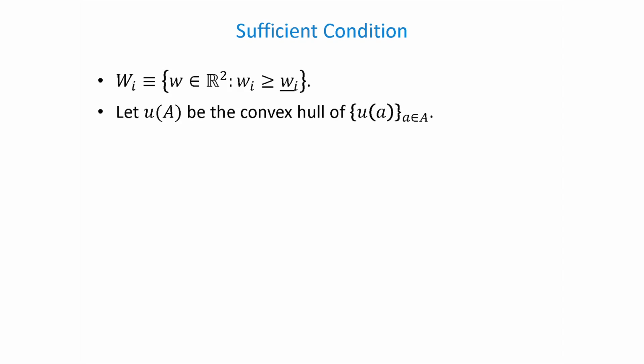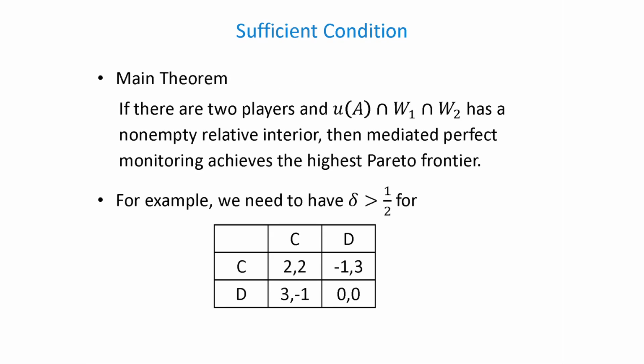And the main theorem of this paper is to say that if the set of feasible payoffs, the set of continuation payoffs where player 1 does not want to deviate, and that where player 2 does not want to deviate, has a non-empty relative interior, where relative means relative in a space that is spanned by feasible payoffs, then mediated perfect monitoring achieves the highest private frontier. Okay?